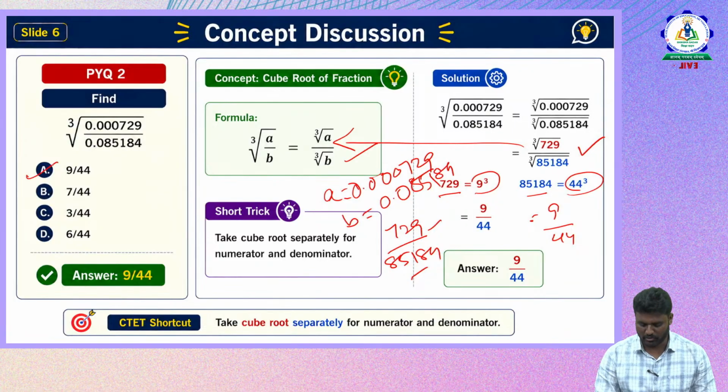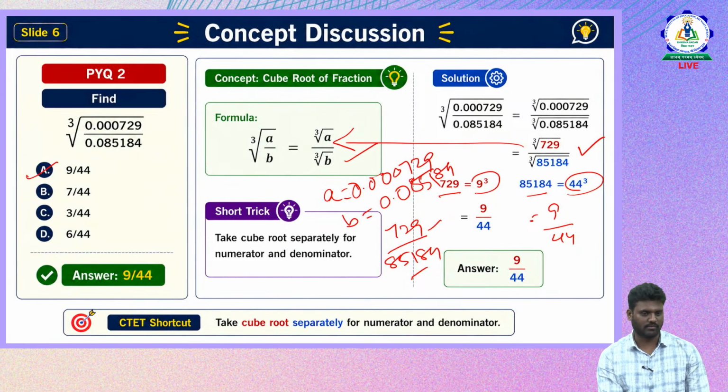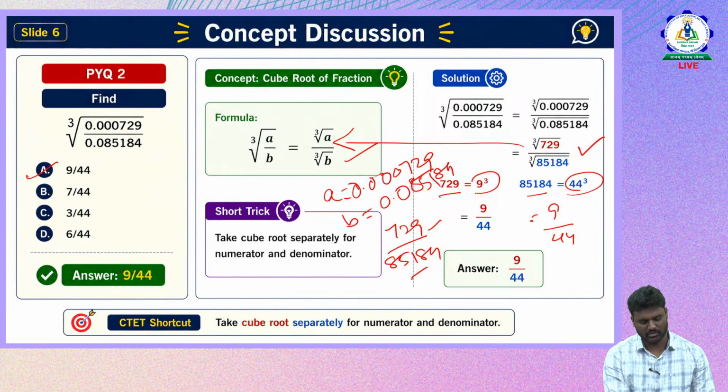You don't even need to do this much. By seeing the options itself we can identify that. If you see option A 9 by 44, option B 7 by 44, option C 3 by 44 and option D 6 by 44, 44 is the common denominator here. So that means the cube root of 0.085184 is 44. Now we only need to identify the numerator value, the cube root of 0.00729.